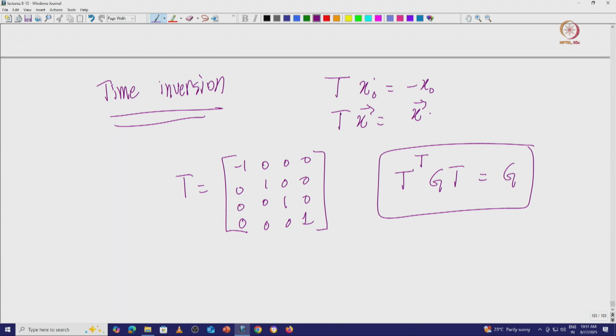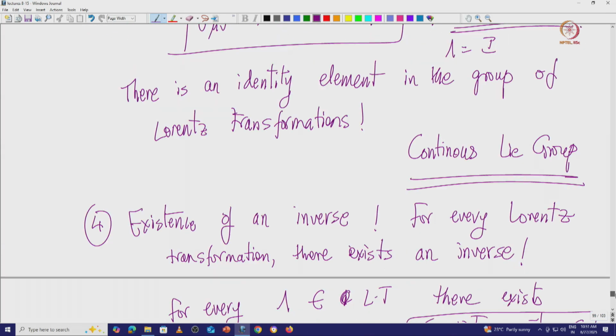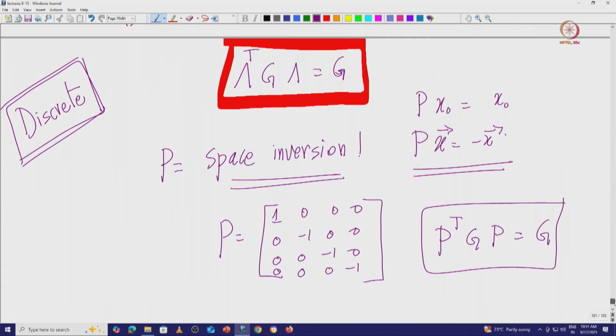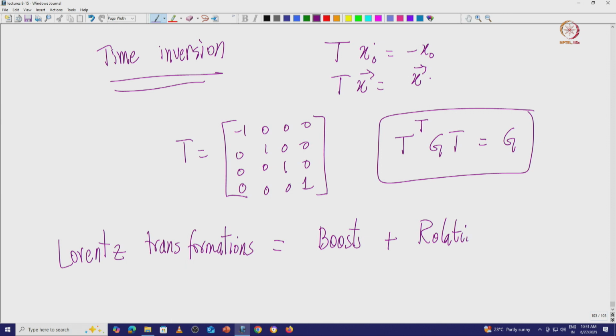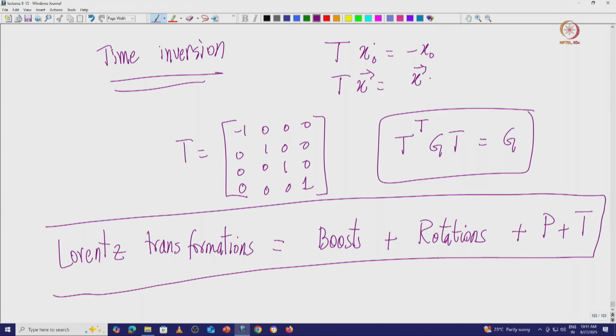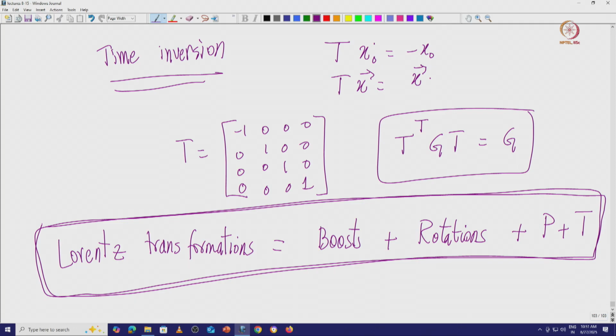Okay, good. So to summarize, Lorentz transformations have transformations equal to boost plus rotations plus P plus T. This is the full ambit of Lorentz transformations.